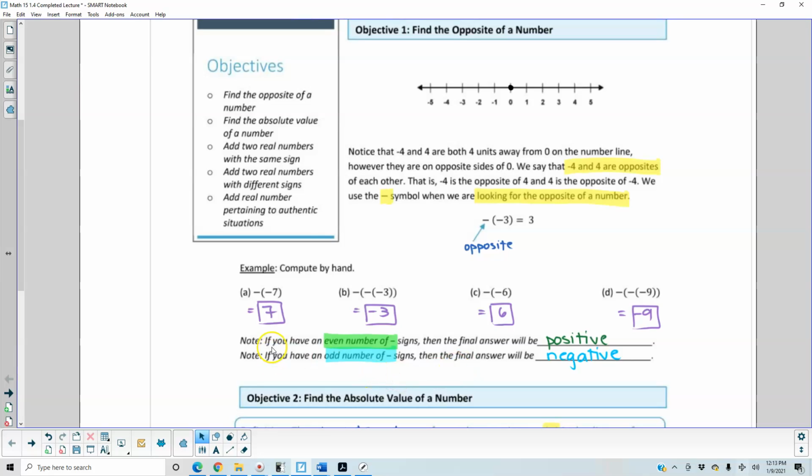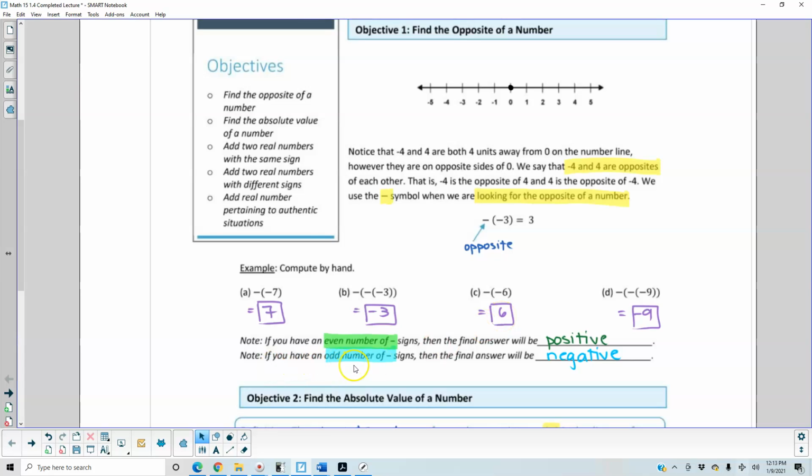So let's make note. If you have an even number of negative signs, then the final answer will be positive. So here we have an even number, we get a positive result. Here is an odd number of negative signs. Here we have an even number of signs which gave us a positive result.